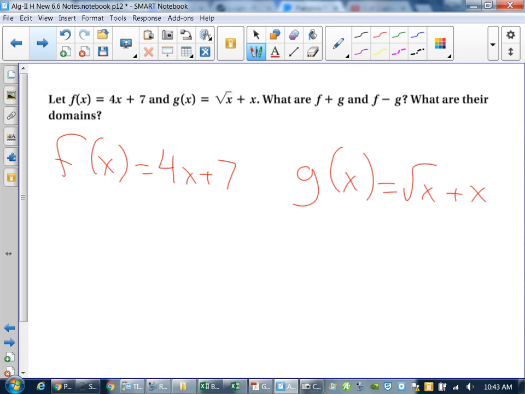So, in this example here, I want to just show you guys the adding and subtracting portion. Actually, I'm probably just going to do the adding portion because subtraction is the same thing.